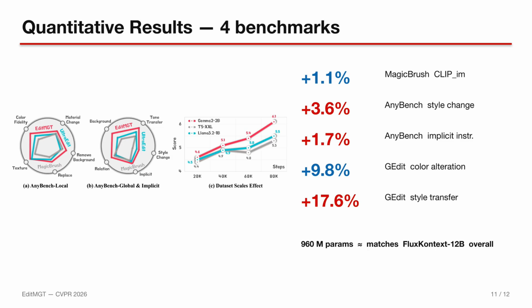Across 4 benchmarks, Emu Edit, MagicBrush, AnyBench, and GEdit, EditMGT sets state-of-the-art on image similarity. On AnyBench, 3.6% gain on style change, 1.7% on implicit instructions. On GEdit, despite only 960 million parameters, we match the 12 billion FLUX Context model overall, and beat it by 17.6% on style transfer and 9.8% on color alteration.